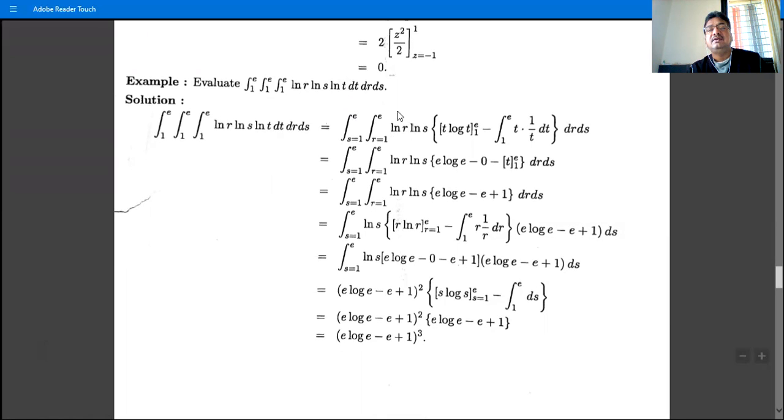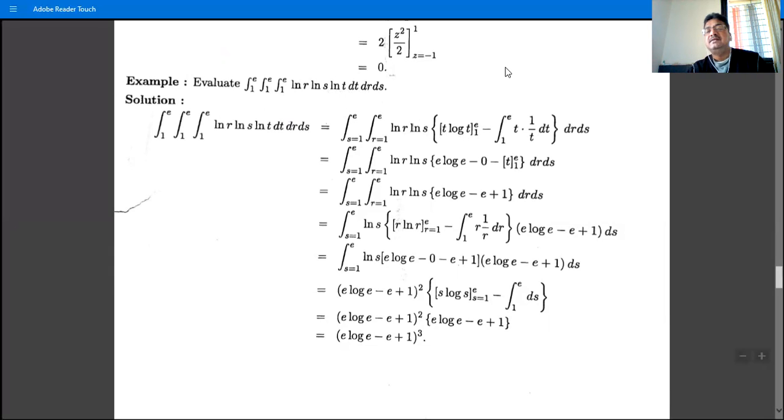The integration of log t is t into log t minus the integration of 1 by t dt. We find the integration of log t by the parts rule: first, integration of second. That is t into log t, first integration of second.